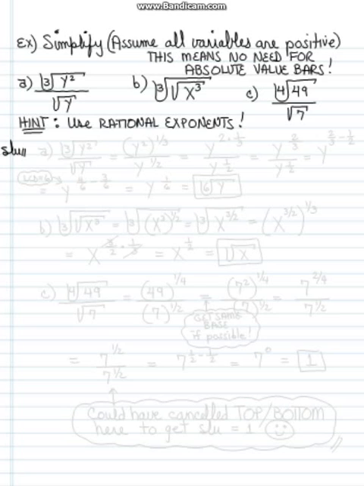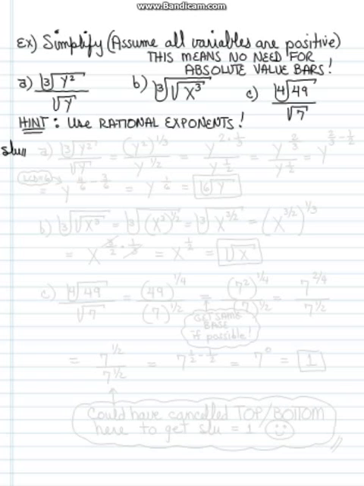Here we're going to simplify and we're going to make the assumption that all the variables are positive. And what that means is that we're not going to have to worry about putting absolute value bars on the answer for our even index roots. If we know the variables are going to be non-negative, we know our answer is going to be positive anyway, so we don't have to slap the absolute value bars on it to make sure it's so.